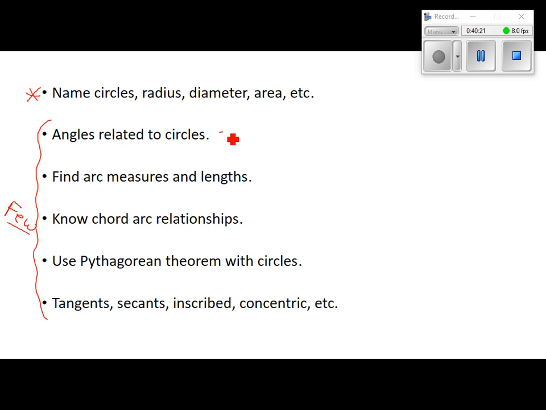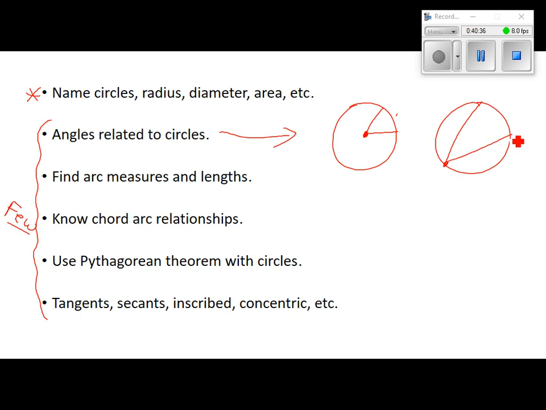What angles do you think I will put on there that are related to circles? Two main ones. What kind of angle is that? A central angle. What do you know about a central angle and its arc? They're the same. What kind of angle is that? Inscribed. What do you know about an inscribed angle and its arc? The angle is half as much as the arc. Pythagorean theorem: if I have a tangent and I draw a radius to the point of tangency, what kind of angle is formed right there? A right angle, and then that's a right triangle, and I can use the Pythagorean theorem, so on and so on.